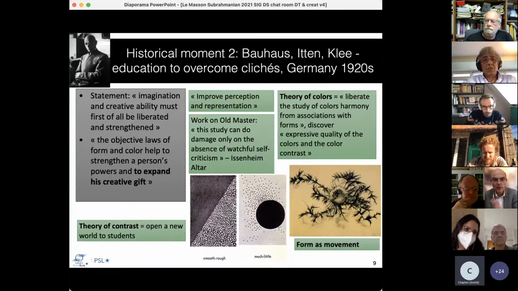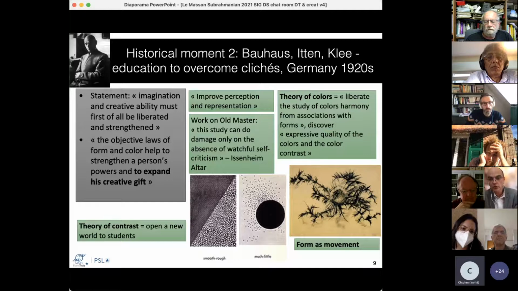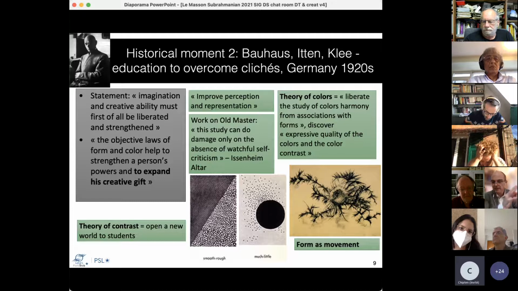Second moment, we jump in time, early 20th century, the Bauhaus, again, a school, and again, a statement of the professors of this school. Our role as professors is to say that students are, of course, very creative, but their creativity is impeded, and has to be liberated and strengthened. And the role of our teaching, they say, is to expand the creative gift of the students. So the same process, the idea that there are limits to creativity, and this limit should be overcome thanks to design methods and design theories.